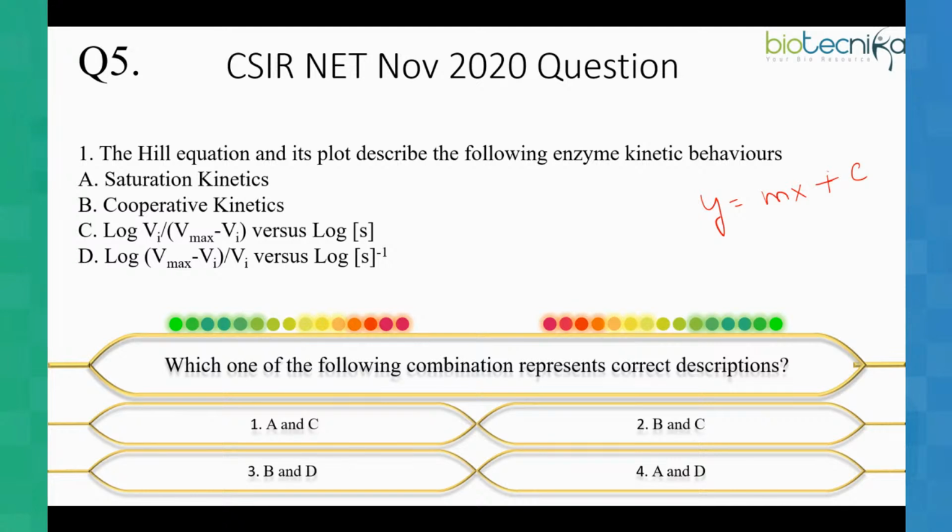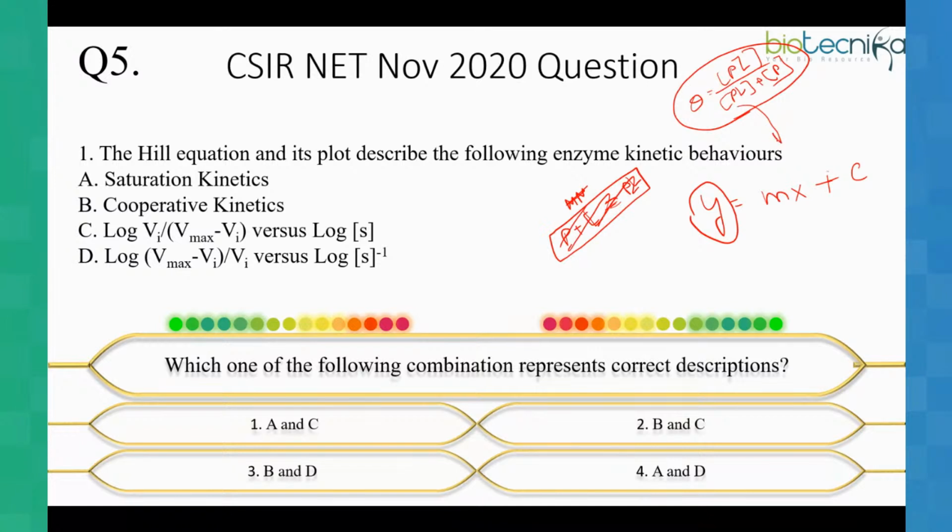All right, so whatever you are getting from this protein plus ligand gives you the PL complex. From here we will take theta, what I told you, PL divided by PL plus P. From here we will make some changes and take log on both sides, and simplify it to get this form.